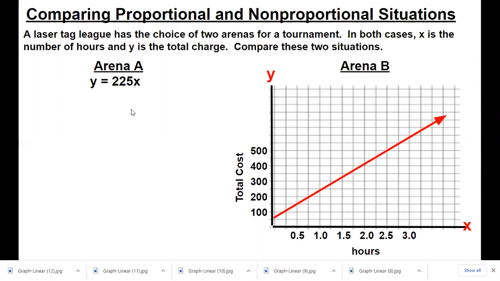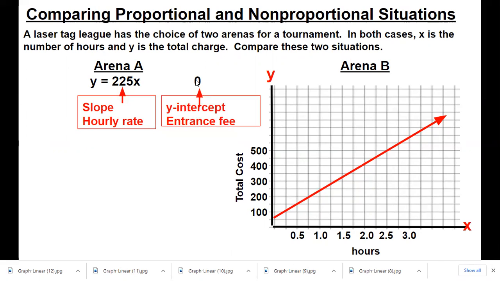So Arena A is an equation. Arena B is a graph. Let's compare. Okay, the hourly rate is your slope. So if you want to go to Arena A, you're going to pay $225 an hour to do laser tag. Okay, for 1 hour, $225. For 2 hours, it would be $450. Okay.